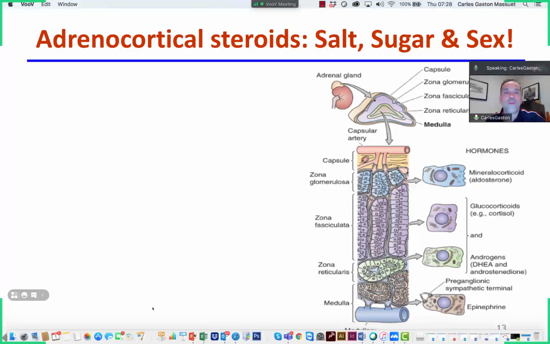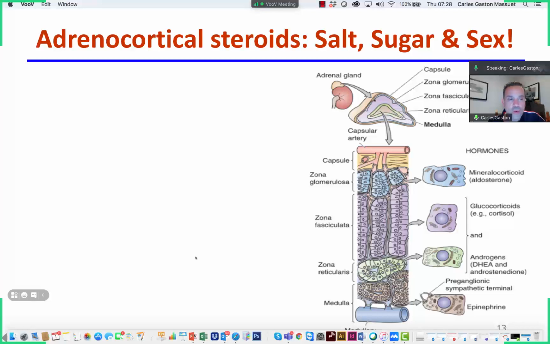So, as we said before, the adrenal gland secretes. Here we can see the different zones: capsula, zona glomerulosa, zona fasciculata, zona reticularis, medulla. If we do a cross section of this capsule, we have the capsular artery that provides the blood, and it drains into the zona glomerulosa.